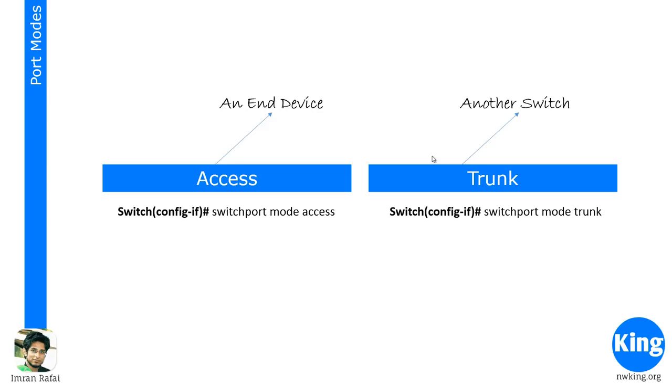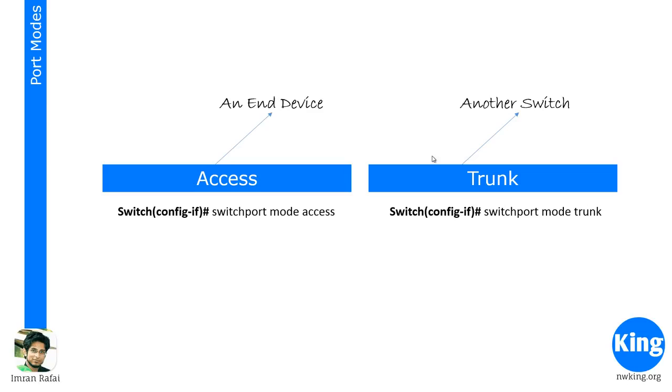The word trunk is a very Cisco word. Normally all the other manufacturers call it a tagged port, but Cisco calls it a trunk port. Both the trunk port and the tagged port have the same function. They make sure that they carry all the traffic that is there in a switch. We haven't spoken much about VLANs yet, but when we talk about VLAN, we will come back to trunk and discuss different aspects. For now, you know that trunk mode is used when a switch is connected to another switch, and access mode is used when that switch is connected to an end device.